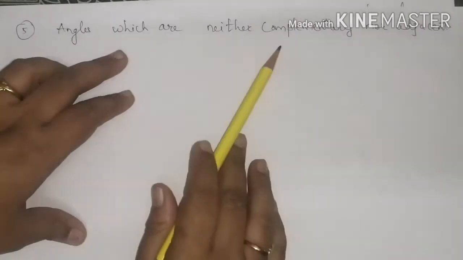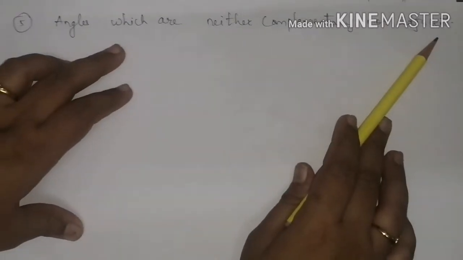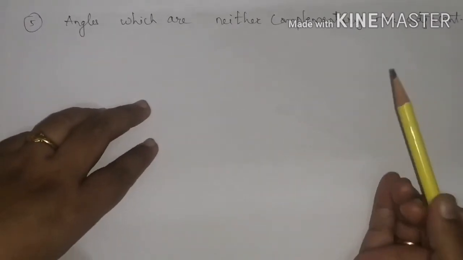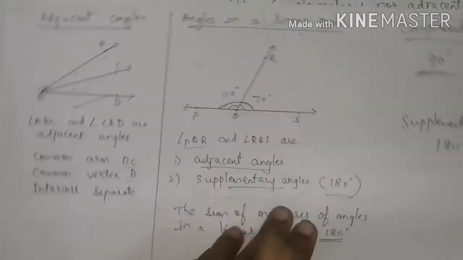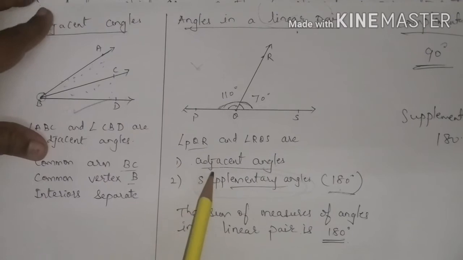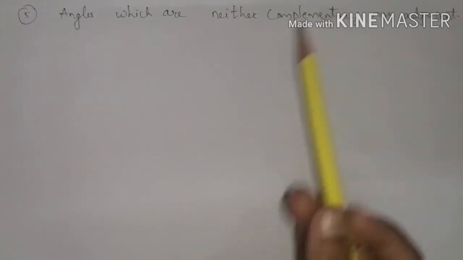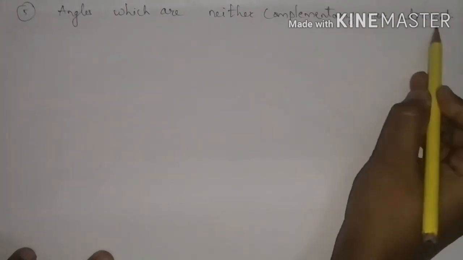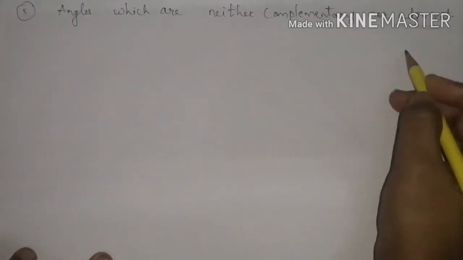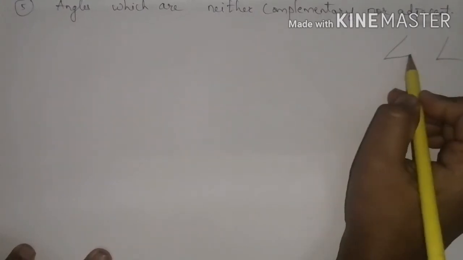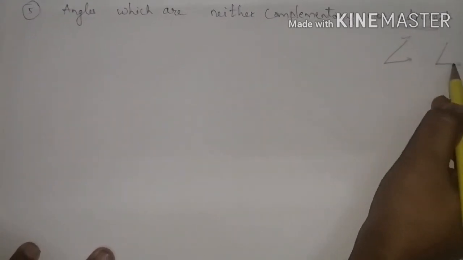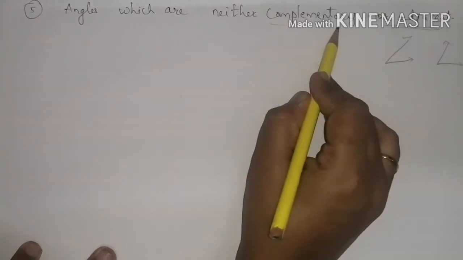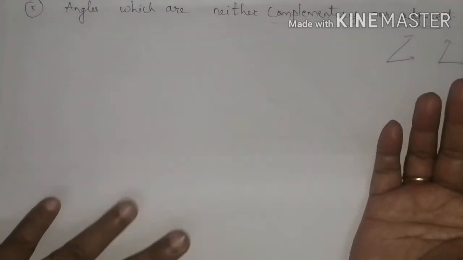Fifth one, angles which are neither complementary nor adjacent. Children, we don't want them to be adjacent like this, and we don't want them to be complementary also. Complementary means their total should not come 90 degree. So we have to draw them separate only because we don't want them to show adjacent also. So any two angles we will show, but they should not be complementary. Complementary means their total should not come 90 degrees.